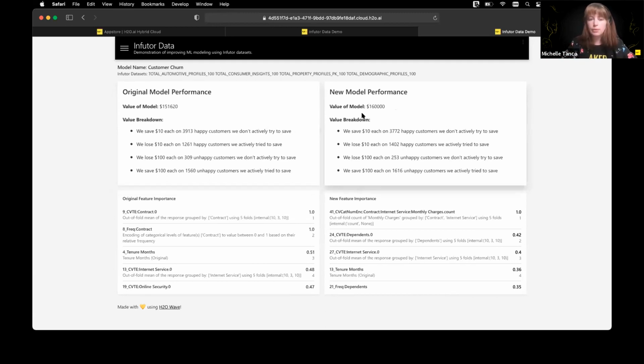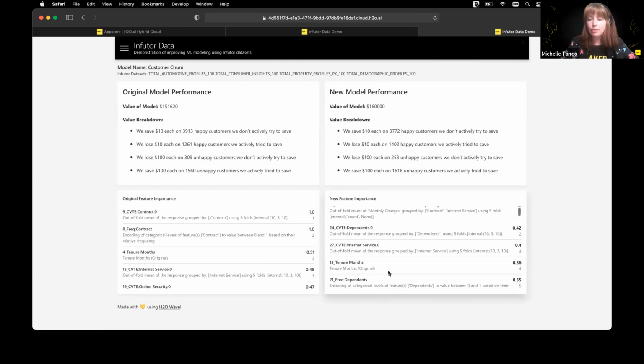Our new model performed better. In this case, we were able to save more happy customers. Almost 200 more customers were able to be saved, and so that allows us to have a strong business value here. This demonstration shows us how we combine AutoML, the rapid prototyping of UI front ends, and Infutor's third-party data.